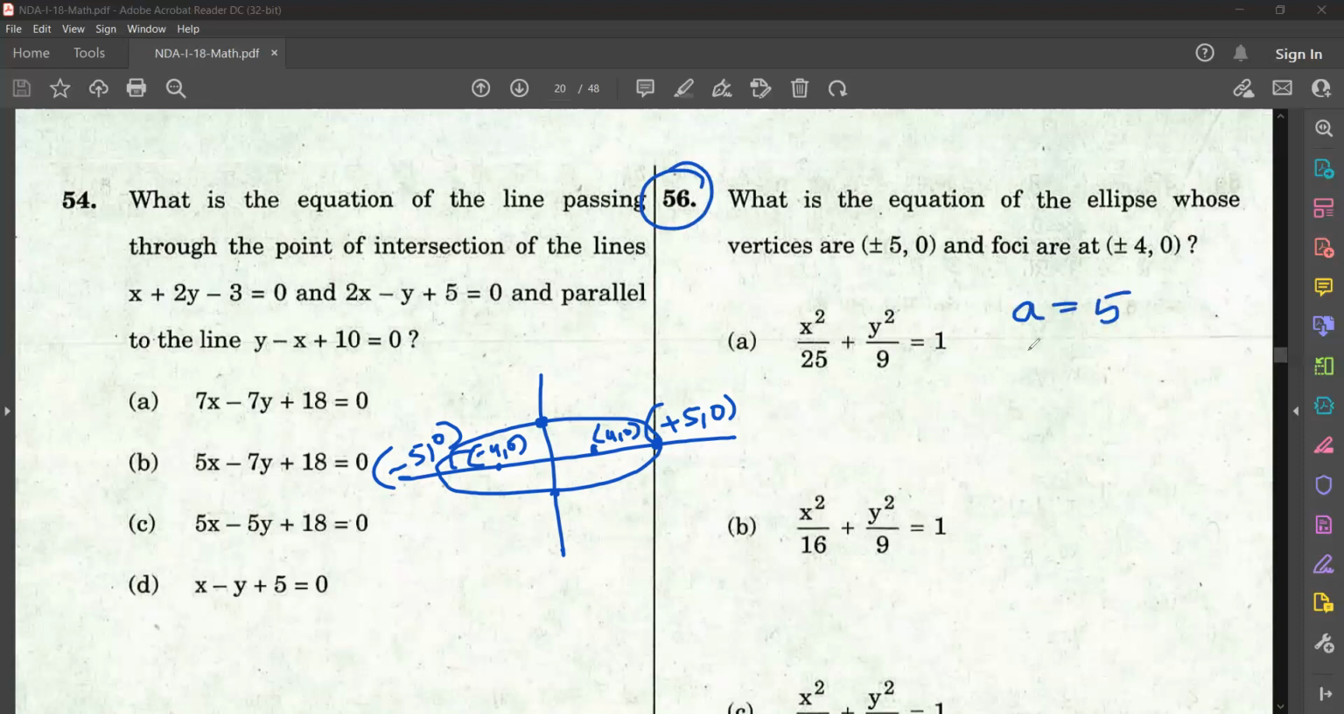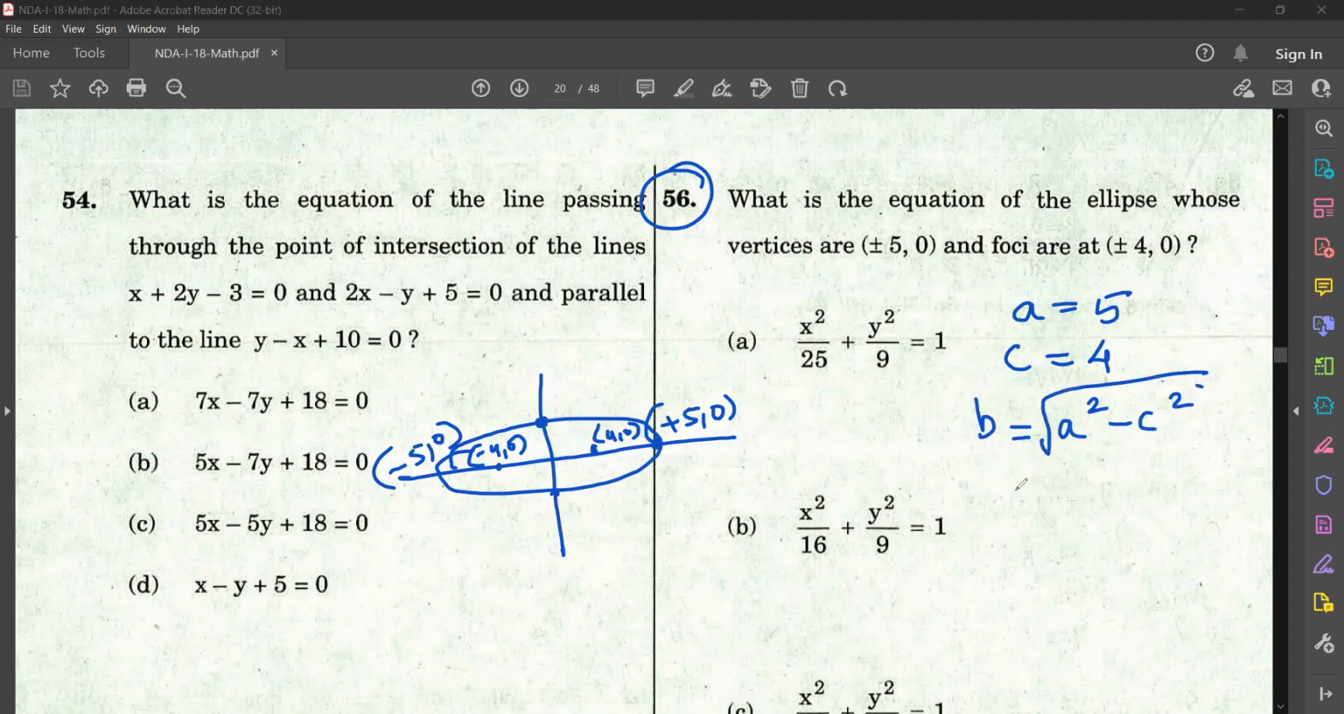A is given as 5. C is given as 4. What is B? Which is bigger here? A is bigger, isn't it? So B is root of A square minus C square, because in the ellipse, A is bigger than B and C. So A square is B square plus C square. That means B is equal to root of A square minus C square, or we can write it as 5 square minus 4 square. You will be getting the answer as 3. B is equal to 3.